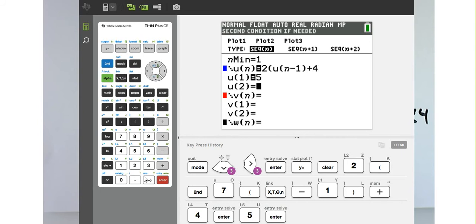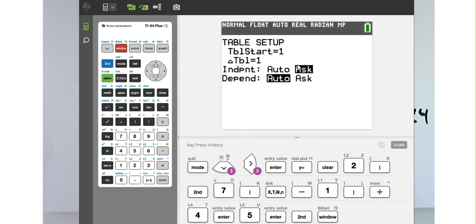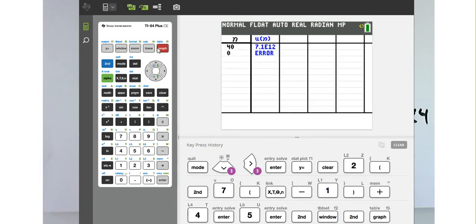So with that set, then I can go to my table. And I'm going to take just a quick second to make sure that my table setup is still set the correct way, that I like it. So if I hit the second key and then the window key, perfect. I want independent set to ask and dependent set to auto. The other settings don't matter. Let's go to table, second graph.